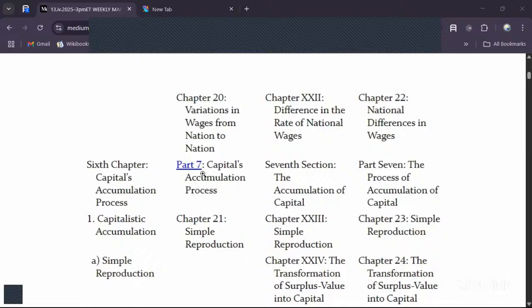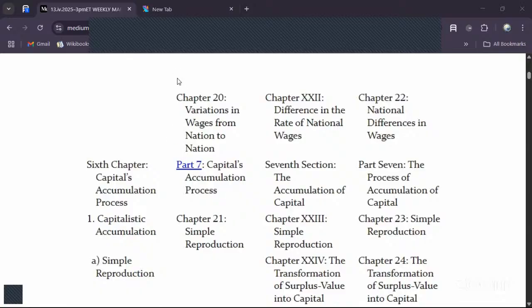It's the moment we get to part 7. We're going to be done with this, I would assert, in a couple of weeks. So, good for that. Whereas on Saturdays, where we're looking at Theories of Surplus Value, we've only scratched the surface.